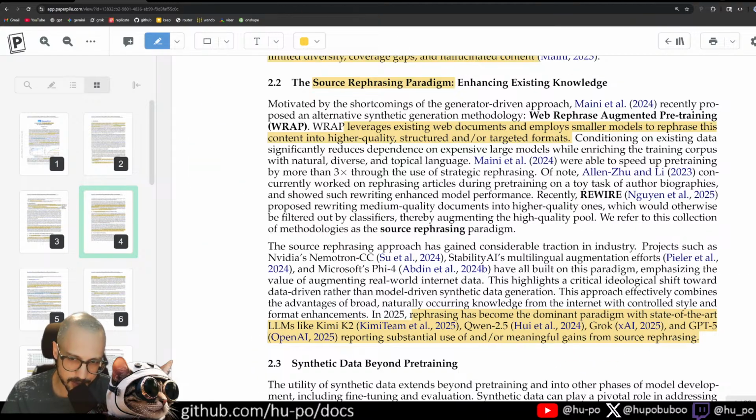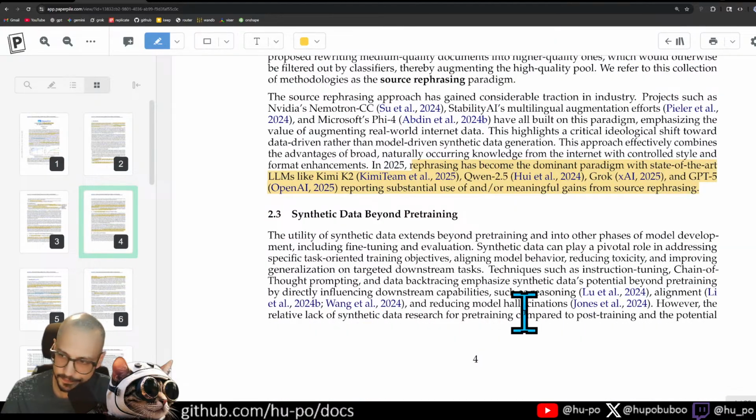So this type of data augmentation with rephrasing seems to already be extensively used by the frontier labs, which we could have probably guessed, but it seems here like they're kind of almost confirming that. Okay.